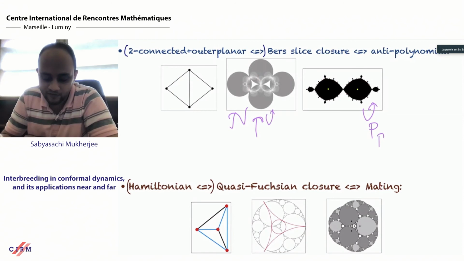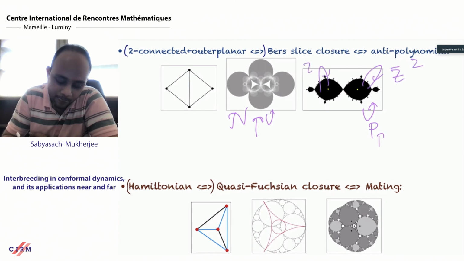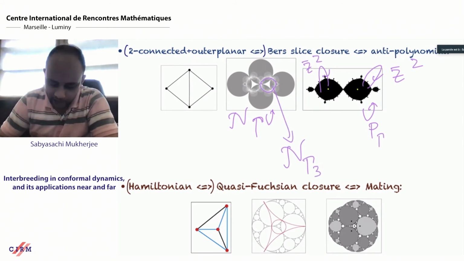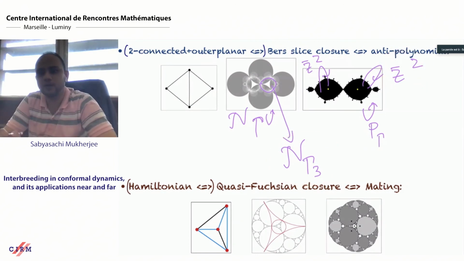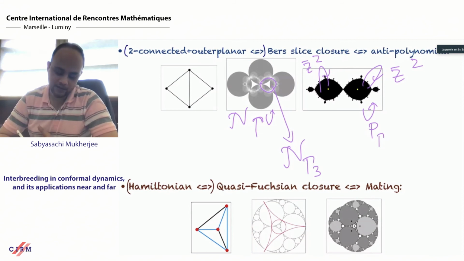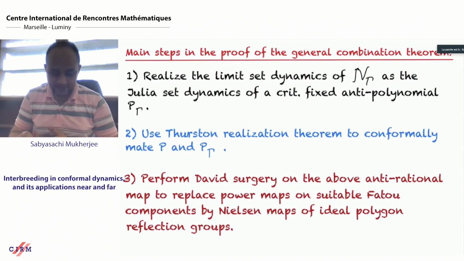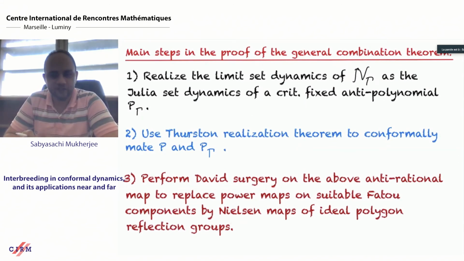So what's happening in the invariant component here? Well, this is a critically fixed map, so it's a z-bar square dynamics. And what's happening here? This is the Nielsen map of the ideal triangle reflection group. So you just really need to replace the z-bar square dynamics by the ideal triangle reflection dynamics, or more generally, the z-bar to the d dynamics by the Nielsen map of the ideal (d+1)-gon reflection dynamics. And this is something that requires a new surgery technique involving David homeomorphisms.